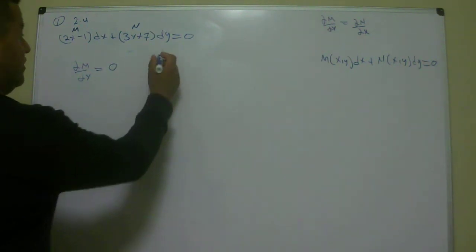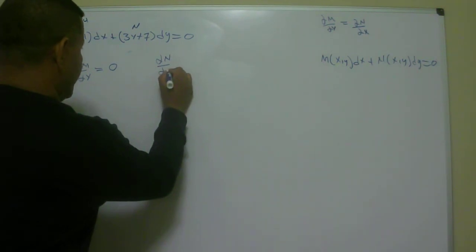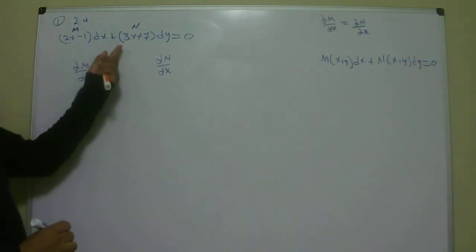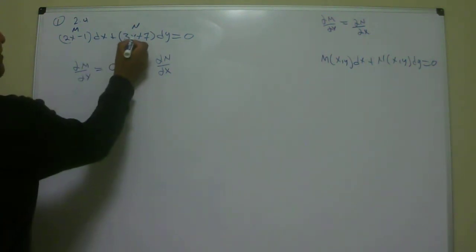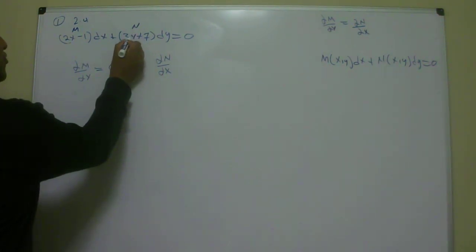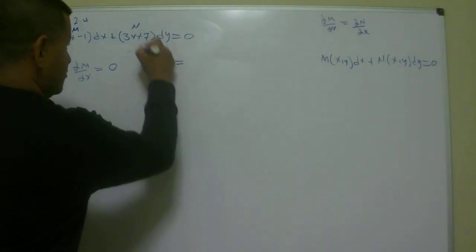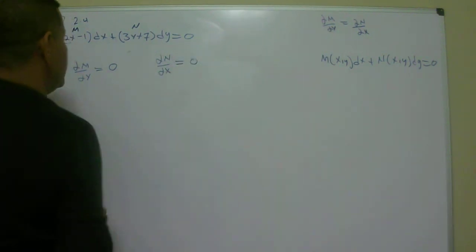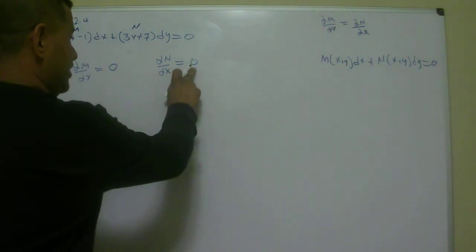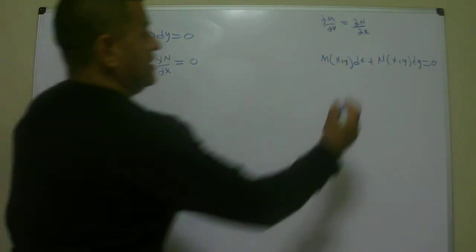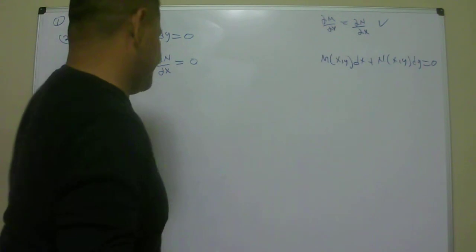Now, in this piece right here, we're doing the partial derivative of N with respect to x. We don't have any x. We have 3y plus 7, and of course the partial derivative of this with respect to x is 0. So now we see that they are both equal. They both equal 0, so that means that this formula over here checks.